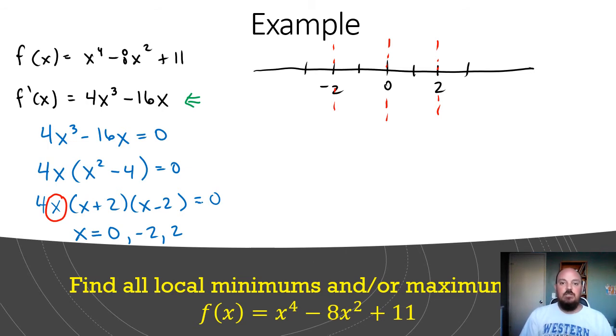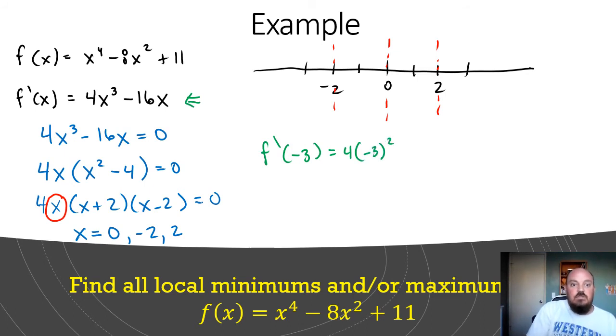So for my first interval, I can basically pick any number less than negative 2. I could pick negative 3 or smaller. I usually like to stick close to the dotted line, so I would probably do negative 3. So let's find f prime of negative 3, which would be 4 times negative 3 cubed minus 16 times negative 3.